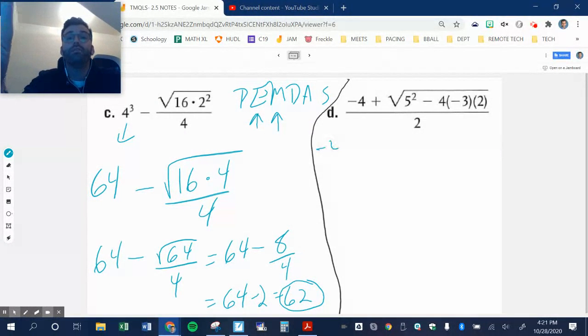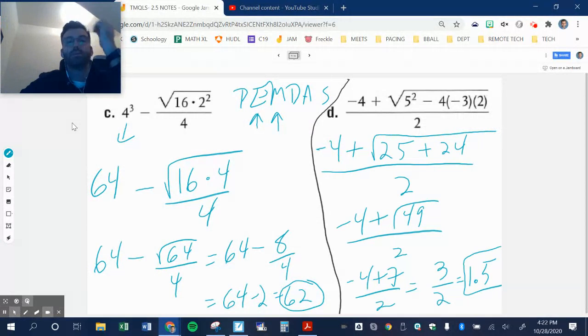So negative 4 stays the same, plus stays the same, square root. Actually, you know what? I'm going to pause here. I want you to try this one. So let's go step by step here.